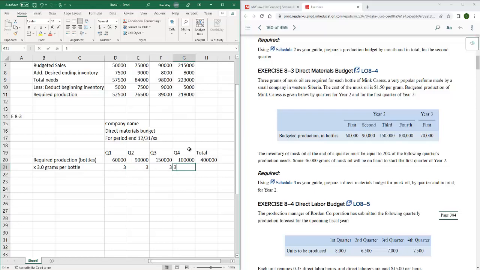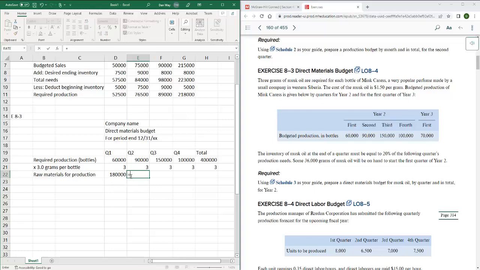Now this isn't going to change throughout the year, but I'm going to be explicit there and punch it in across. So that would give us our total needs in terms of material, in this case the grams of musk oil, just to support production. So this is raw materials for production only. And this is the production in units, 60,000 for Q1, times the 3 grams per unit or per bottle.